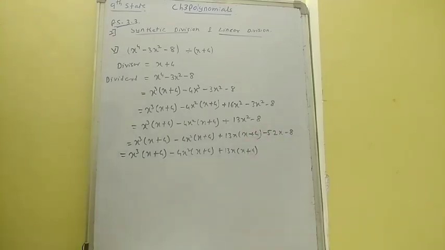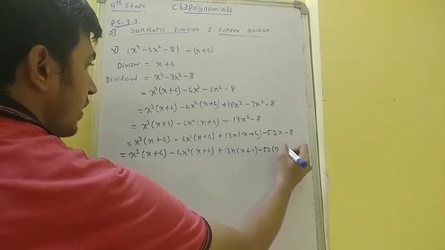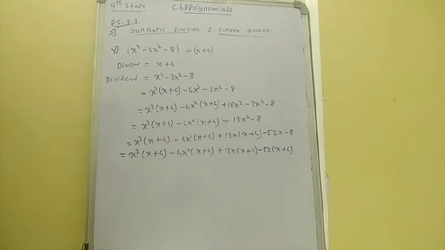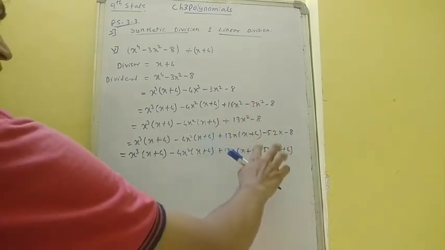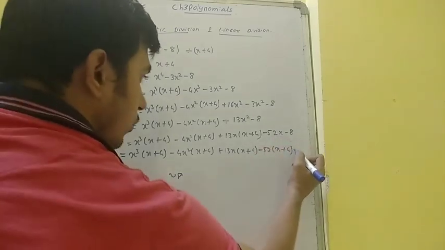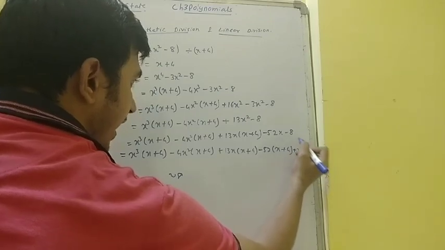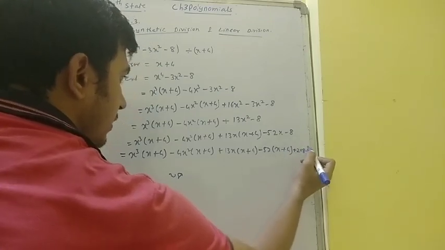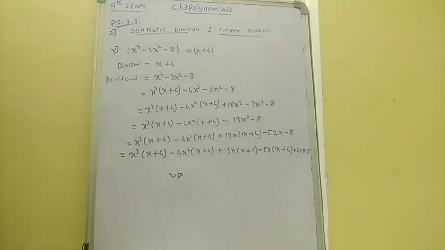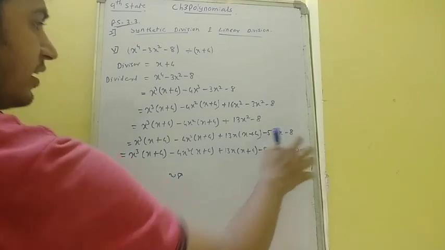Okay, and here I will take minus 52 common, so I will have x plus 4. Okay, so 52 into x is minus 52x. 52 4s is 208. So minus 208 will be balanced by plus 208. So plus 208 and minus 8. Sorry for this small handwriting. Okay, try and understand. Plus 208 for balancing minus 208 and minus 8 as it is.